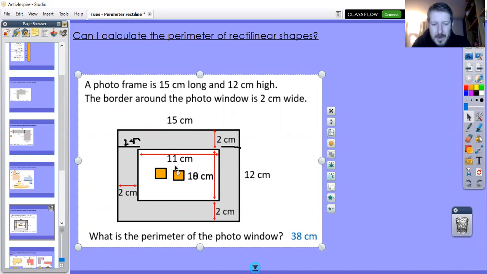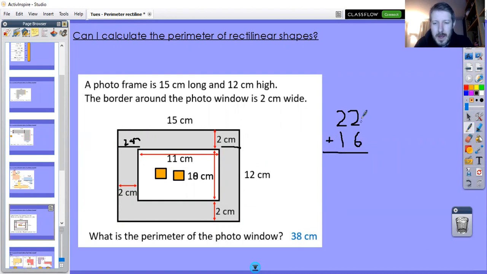And then you need to add up the perimeter here. So you know that this side is 11, and you know that this side is 11 as well. And then you know that these two sides will be 8. So then you can add it up. So 11 and 11 will be 22. And then you've got 8 and 8 will be 16. And then we could add those two up. So 2 and the 6 will be 8, 2 and the 1 will be 3. So we've got 38 centimeters.